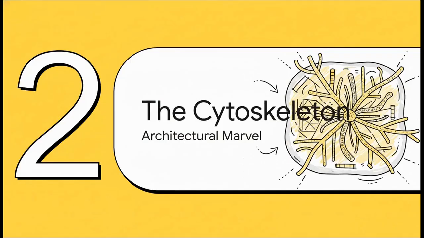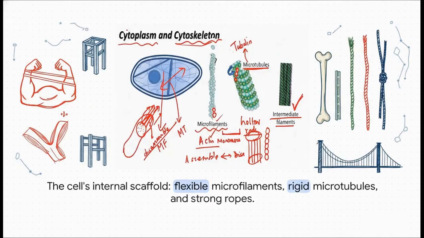All right, we're in. But wait a second. If the border's fluid, what stops the whole thing from just collapsing into a puddle? Well, that is the job of the cytoskeleton, the cell's incredible internal scaffolding. And this thing is an absolute engineering marvel. It's basically made of 3 different types of protein fibers.